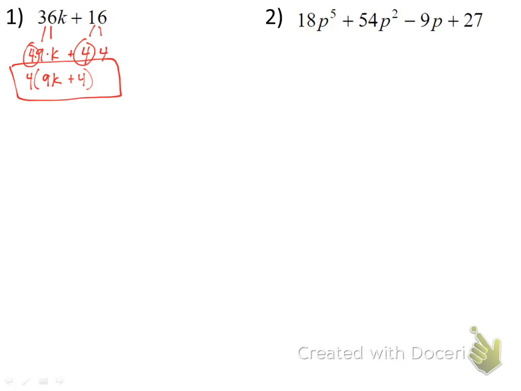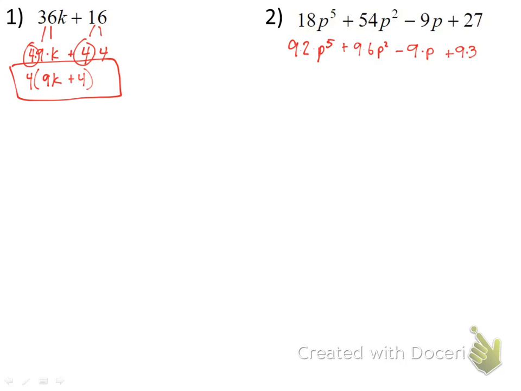Number 2. Number 2 is a lot bigger. I'm using my math mind, I'm thinking, okay, look, I have 18, 54, negative 9, 27. What's the greatest common factor? What's the common number in all of those numbers? 9, right? We know that 9 times 2 is 18. We know that 9 times 6 is 54. We know that 9 times 1 is 9, and then we have a p there. And then 9 times 3 is 27.